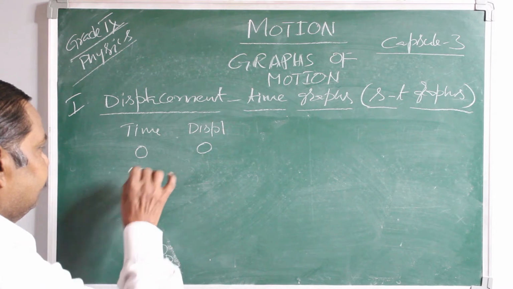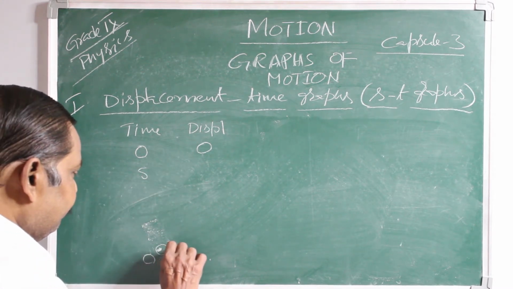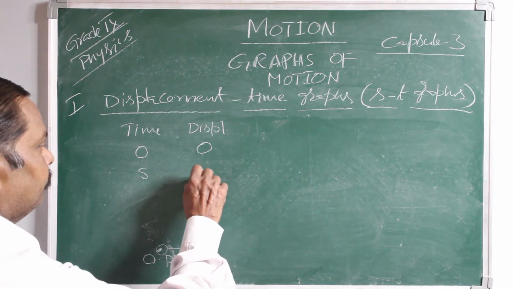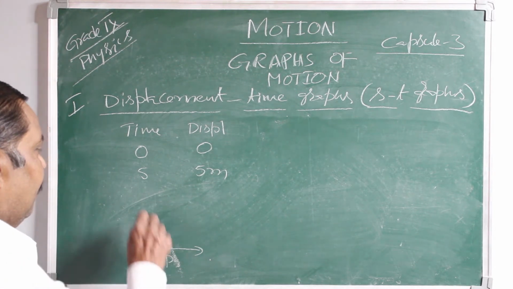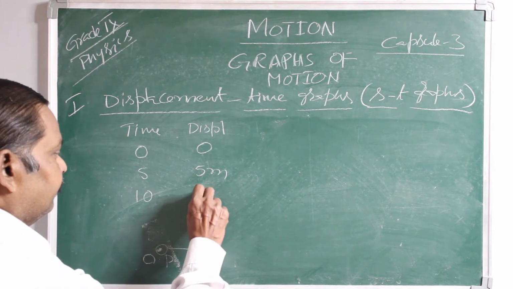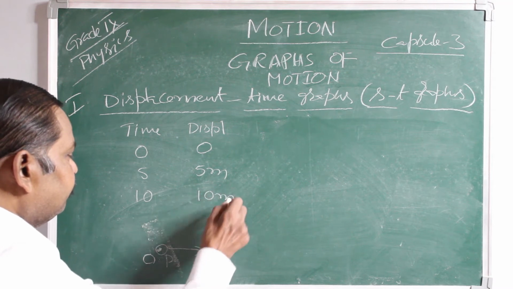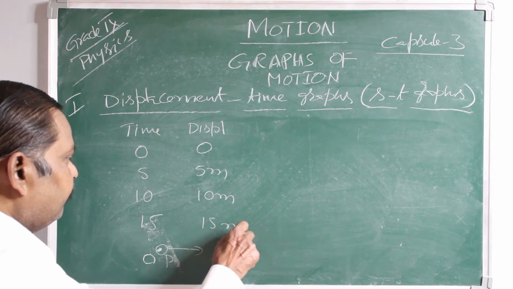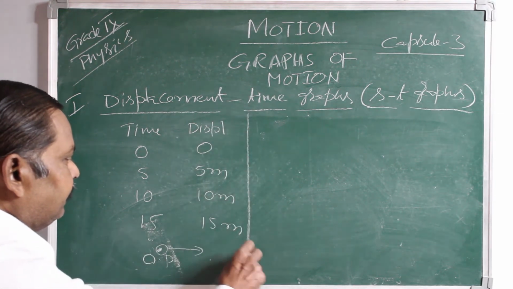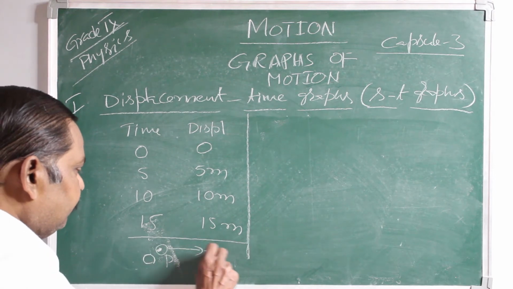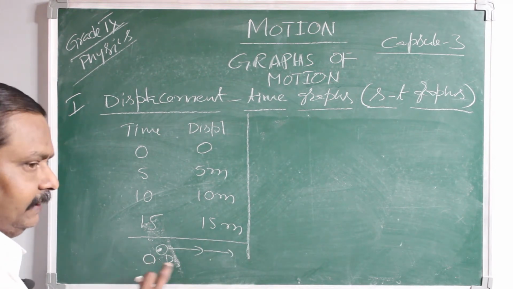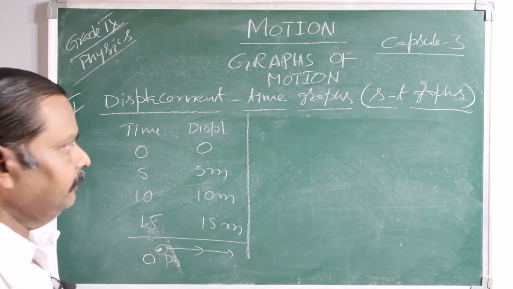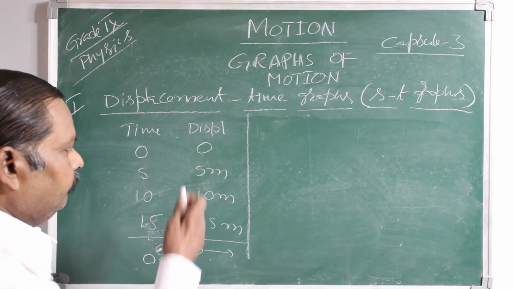After 5 seconds, it was observed that the body is moving in this direction. The body displaced through 5 meters. After 10 seconds, say it is displaced to 10 meters. After 15 seconds, say it is displaced to 15 meters. That means as time is increasing, the displacement of the body is also continuously increasing. 0 to 5, 5 to 10, 10 to 15, like that.